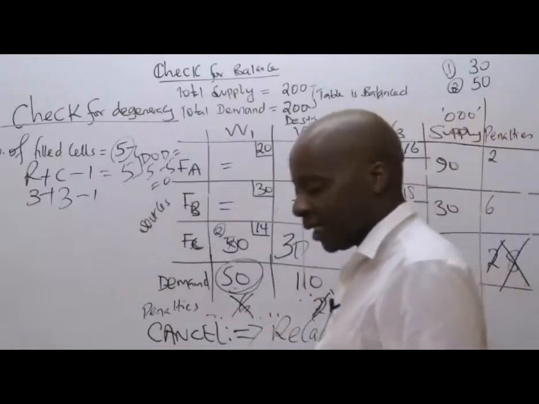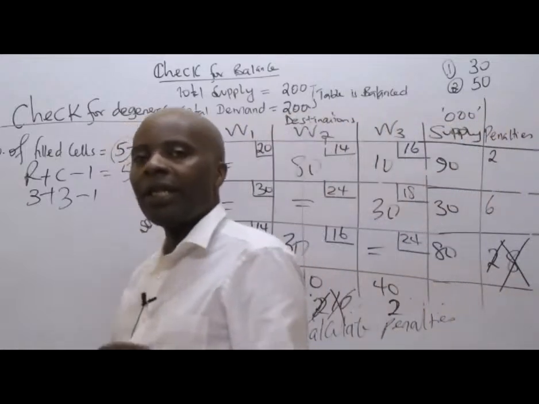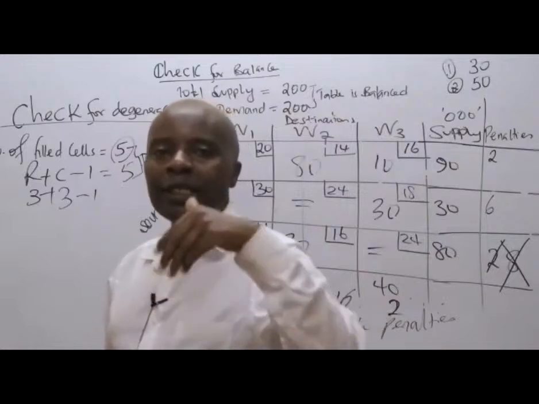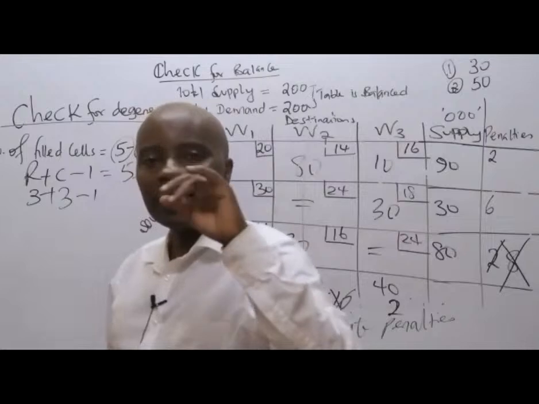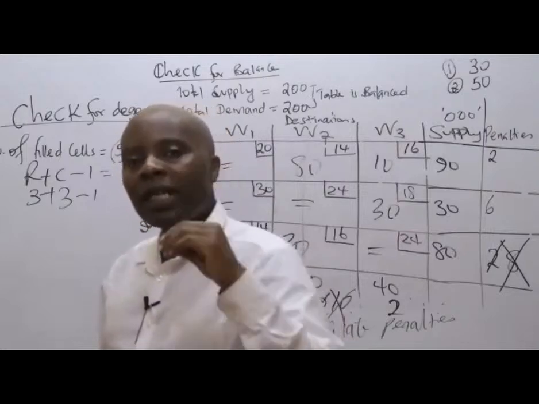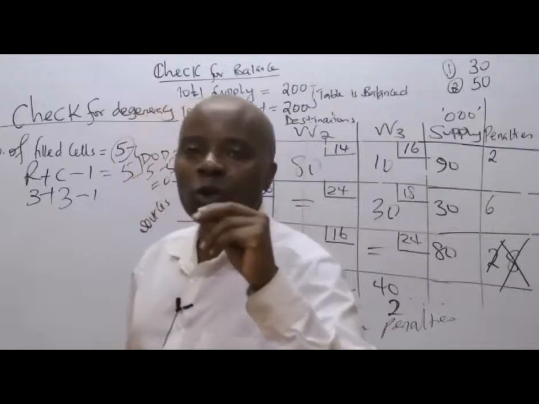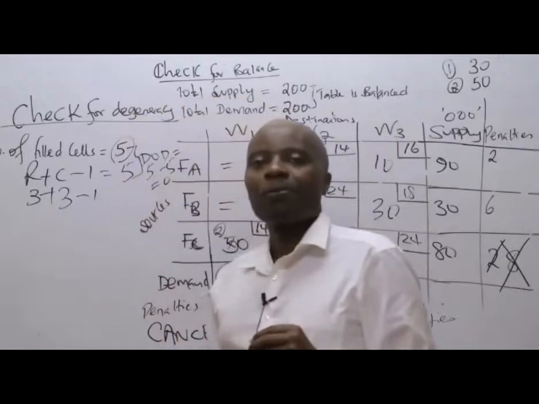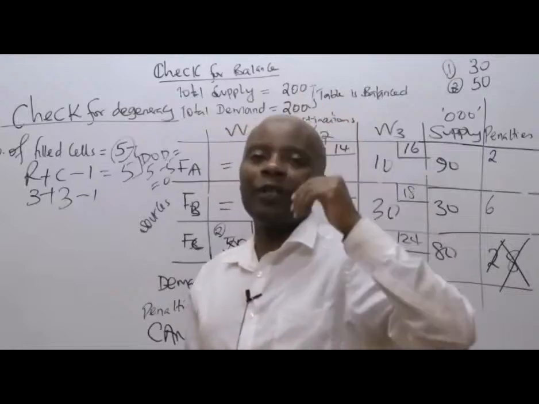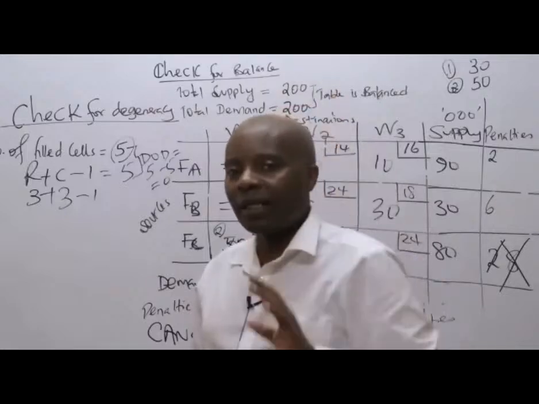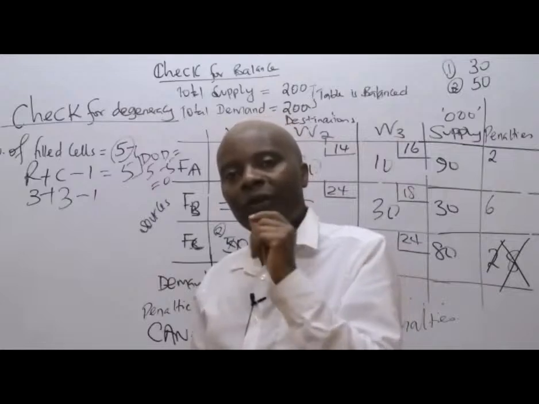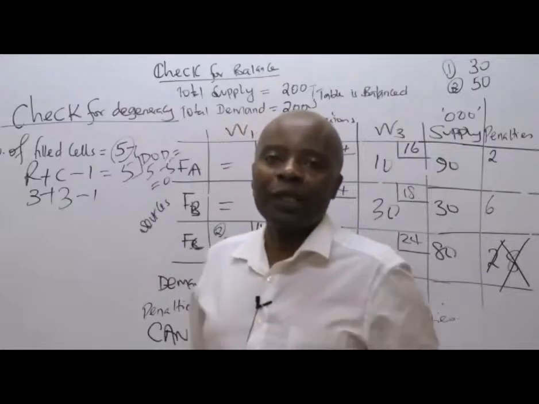Ladies and gentlemen, listen. Degeneracy is not a good thing. If you get a table that is degenerate, it means that that table doesn't have a solution. If you get any table that has some degree of degeneracy, even if it's 1, 2, 3, doesn't matter, so long as a problem is degenerate, then we stop there. We can't continue.